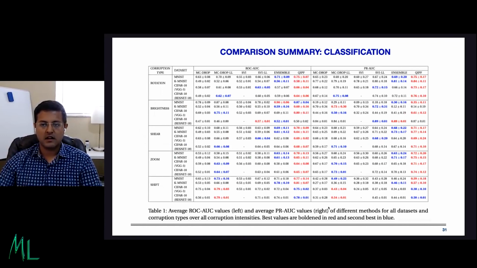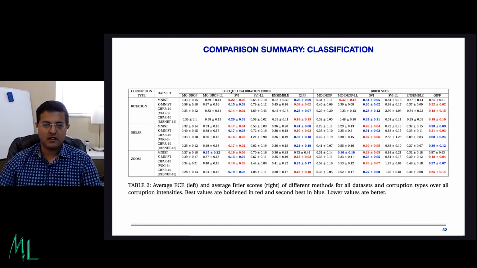And you can see that that correlation is also very high for QIPF as compared to other methods. So to summarize, this table gives you the average ROC AUC and PR AUC values for each of the different methods for many different data sets: MNIST, KMNIST, CIFAR-10, CIFAR-10 trained using VGG3 and also by the ResNet 18 network, and for many different corruption types. You can see that in most of those cases, the QIPF has the highest ROC AUC and PR AUC, followed by the ensemble method, which is also known to perform very well under these situations.